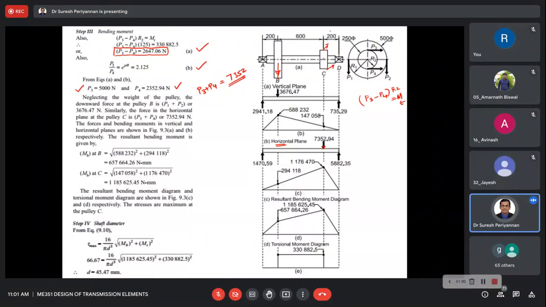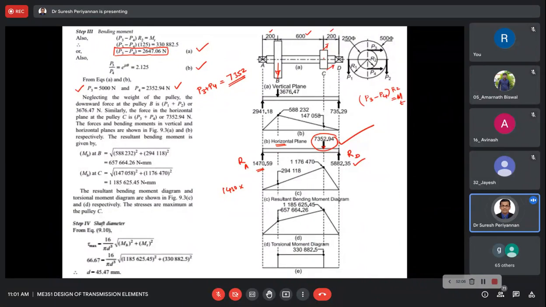Now we know the beam dimensions: 200 mm length, 600 mm length, 200 mm length. Then we are able to find the reaction force at D and the reaction force at A, once we have found this. Okay. Now we come to the bending moment calculation with respect to horizontal load.